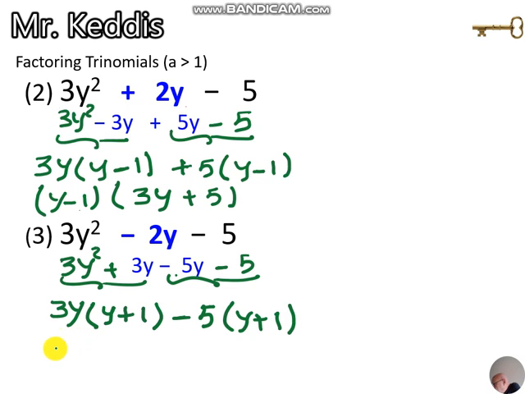I take y plus 1 as a common factor. If you multiply by 3y, I use distributive property of multiplication. I multiply 3 times y, I get the first term. And when you multiply y plus 1 here times the negative 5, I get the second term. And when you multiply these two binomials, I get this trinomial back.